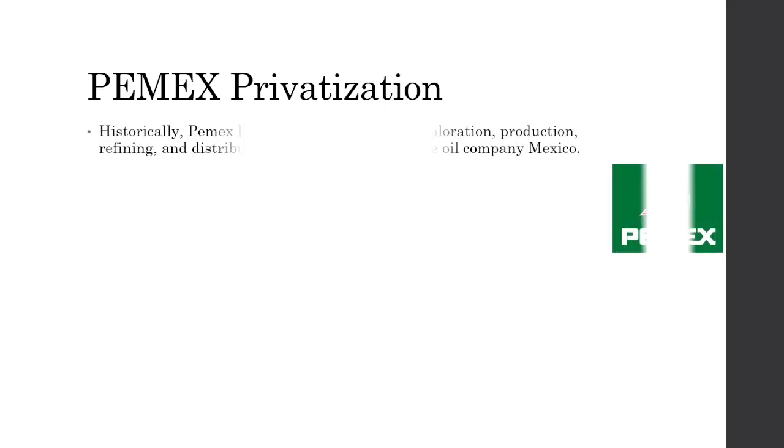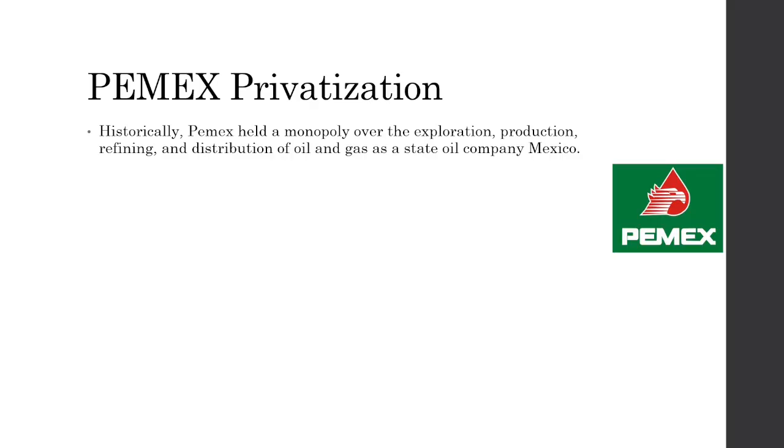Okay, let's move on to Mexico a little bit. We're going to talk about Pemex and the privatization. We already know, based on the term privatization, as we learned earlier, that means we have a public organization, a public enterprise becoming private. So it's no longer in the hands and regulations directly by the government, the federal government. So historically, Pemex had a monopoly over the exploration, production, refining, and distribution of oil and gas. Of course, it's oil and gas, as a state-owned oil company in Mexico.